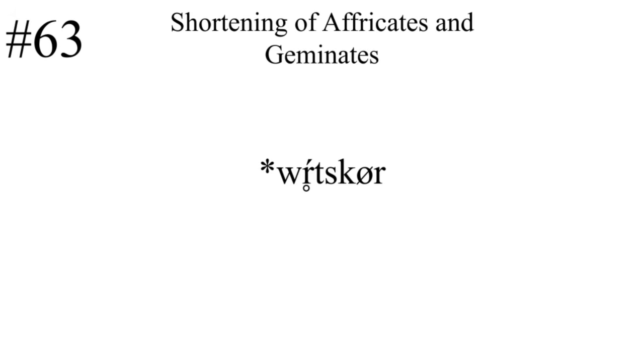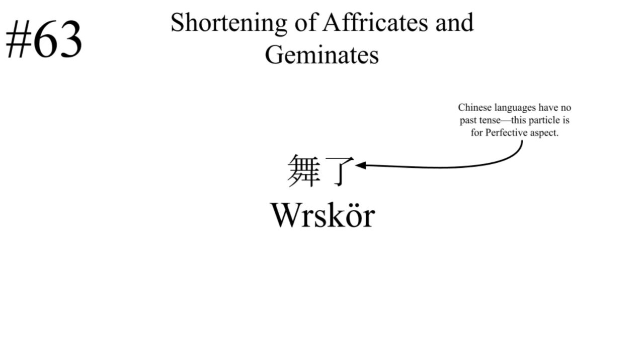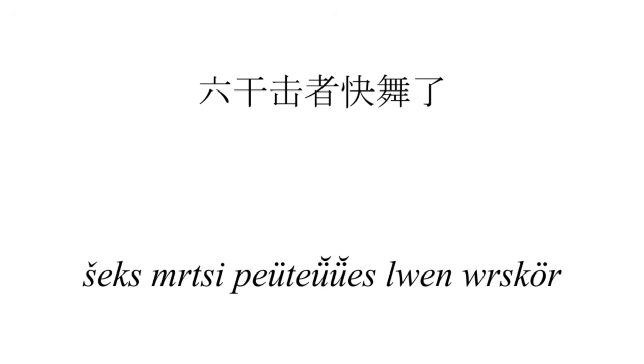Rule 63, affricates like tsa shorten into a fricative when not adjacent to a vowel. That gives this use of danced as wrtsker. Keeping the sound w and v separate is a very unusual choice. English and the Celtic languages are the only two groups to have done this.